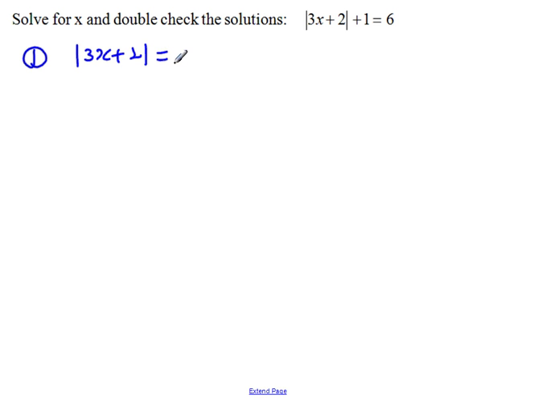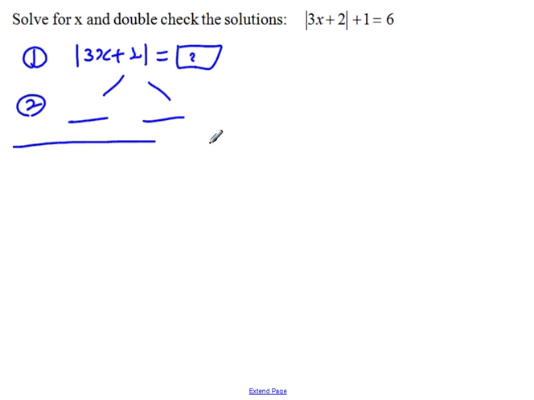So this will be something, right? We need to find this expression. And then what do we do in the second step? We break this equation down into two equations without any absolute values. And then we solve the two equations. That is our strategy.